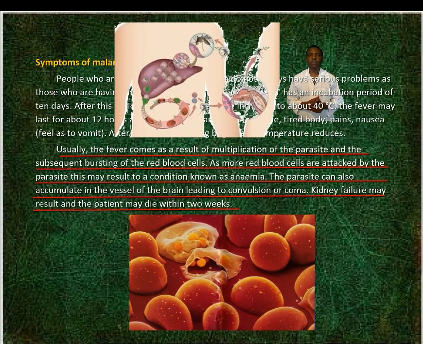Usually, the fever comes as a result of multiplication of the parasites and the subsequent bursting of the red blood cells. As more red blood cells are attacked by the parasite, this may result in a condition known as anemia. The parasite can also accumulate in the vessels of the brain, leading to convulsion or coma. Kidney failure may result, and the patient may die within 2 weeks.